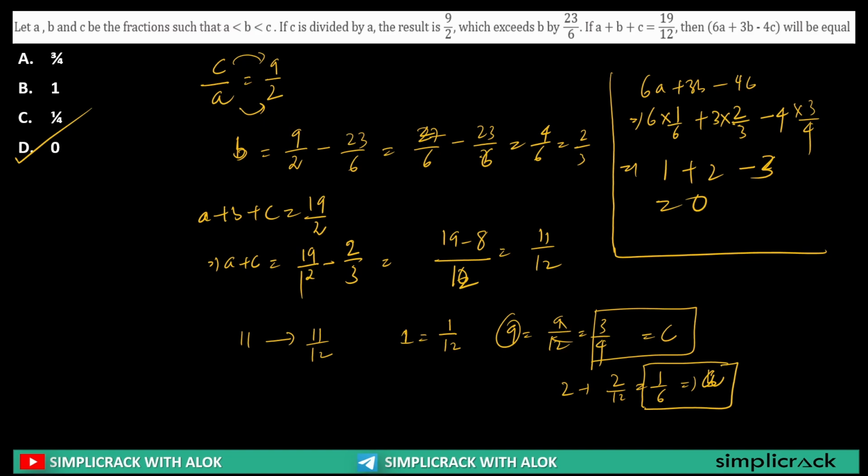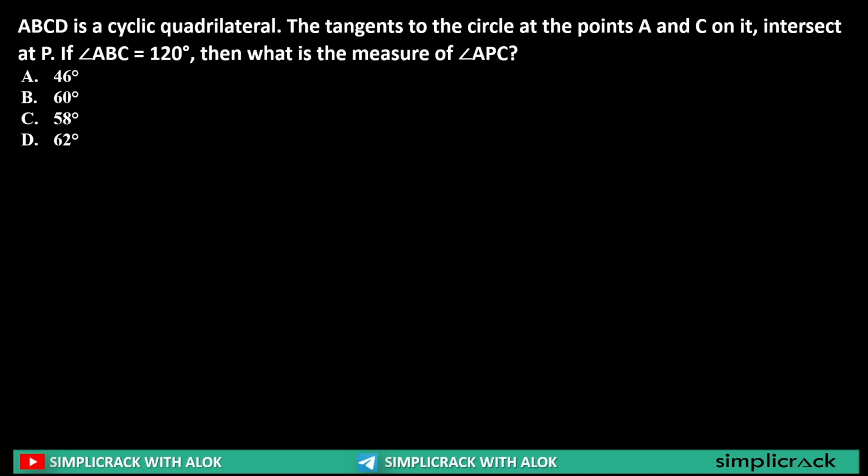I hope this is clear now. Okay, let's see the next question. ABCD is a cyclic quadrilateral, not an issue. The tangents to the circle at the points A and C on it. Okay, so this is a circle. Let's draw it this way so that the tangents can be drawn.